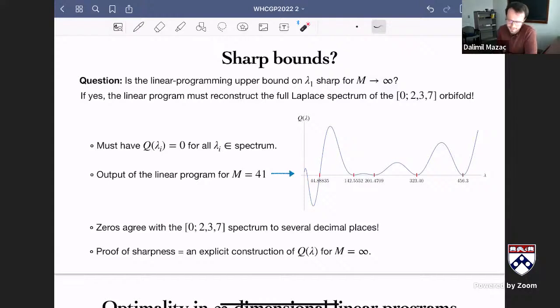So it's quite nice. The only input to get this picture is that there exists a modular form of weight 12 for n equals 6. And then by maximizing lambda 1, or by running this linear program for n equals 6, you get this picture. So you basically get the entire spectrum of the 237 triangle for free. And the proof of sharpness of this bound would amount to an explicit construction of Q of lambda in this infinite truncation order, m equals infinity.